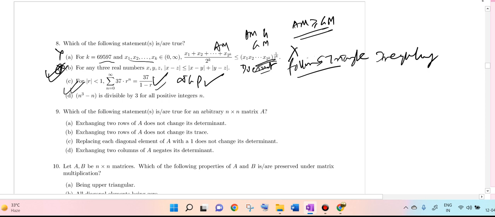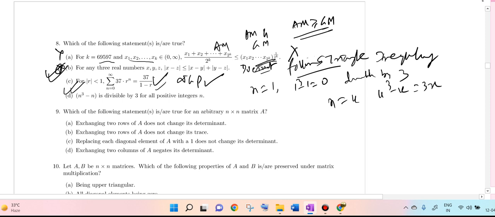Next, D, suppose n cube minus n is divisible by 3 in the possible cases. So let n equal to 1. So 1 cube minus 1 equals 0. 0 is divisible by 3. Therefore, the statement is true for n equal to 1. Let us assume that the statement is true for n equal to k. So k cube minus k equals 3x. Now we need to prove that if the statement is true for n equal to k, then it will be true for n plus 1, k plus 1 as well.